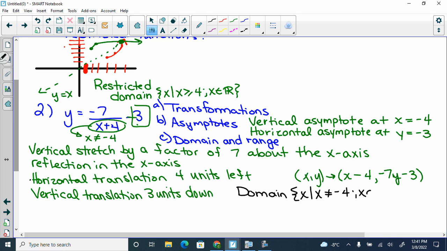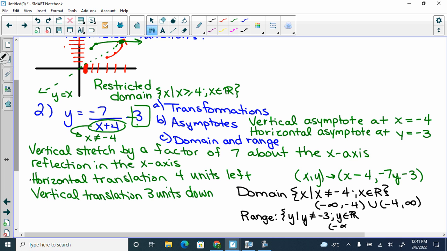If I wanted to do it in interval notation, remember we would go from negative infinity to negative 4 round bracket, or negative 4 to infinity. That's interval notation. My range is y such that y can't equal negative 3. So it would be negative infinity to negative 3, or negative 3 to infinity.